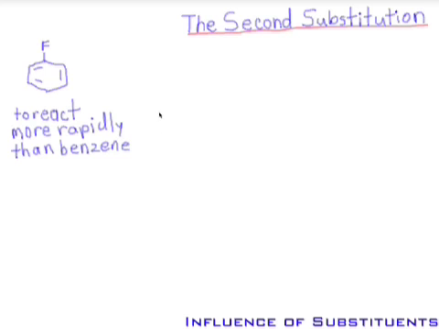And then there are molecules which can be grouped together. I'll say they have substituent G. And the substituent causes the aromatic ring to react less rapidly than benzene.